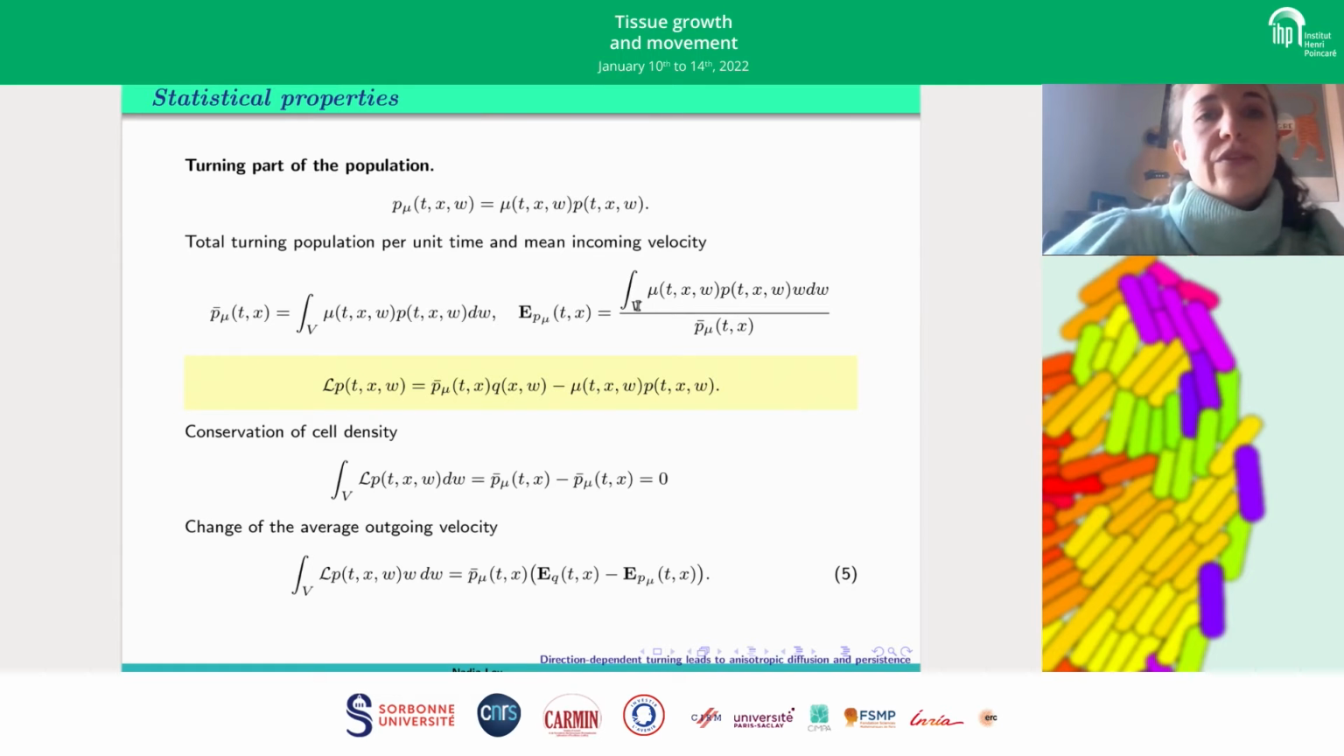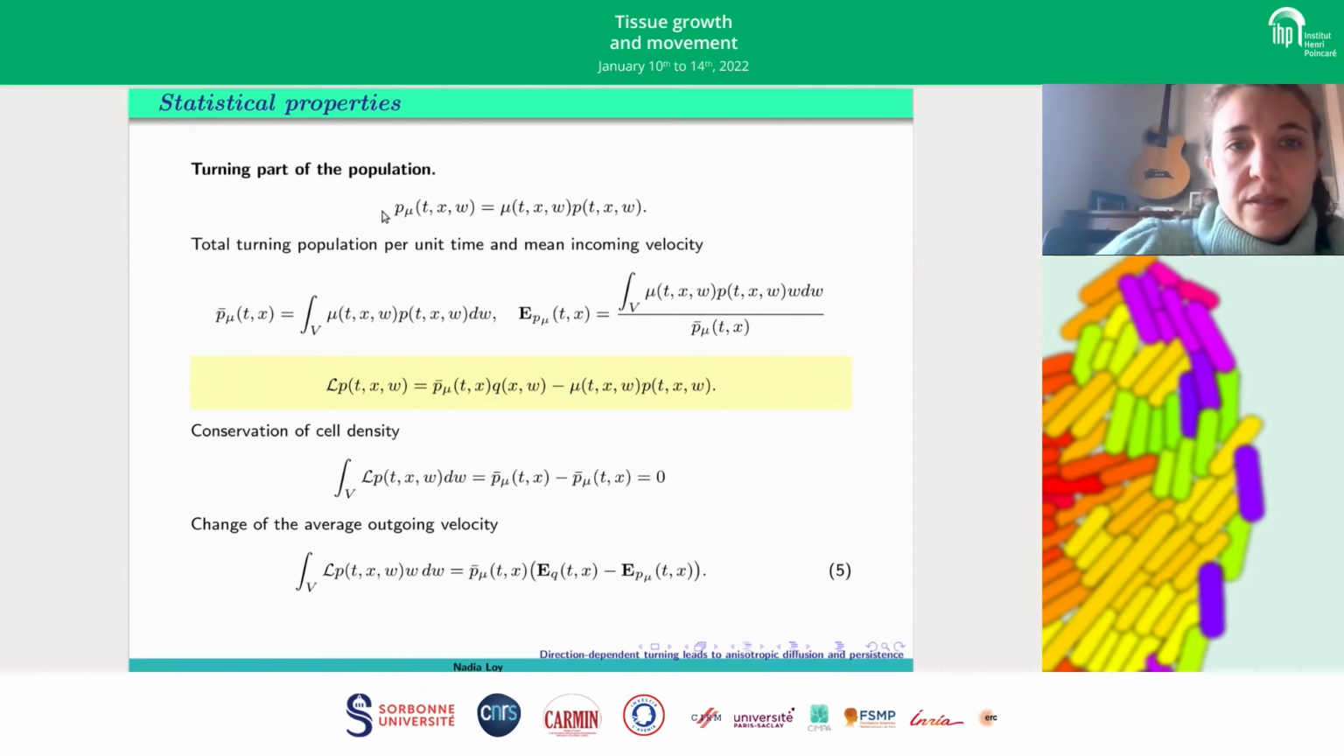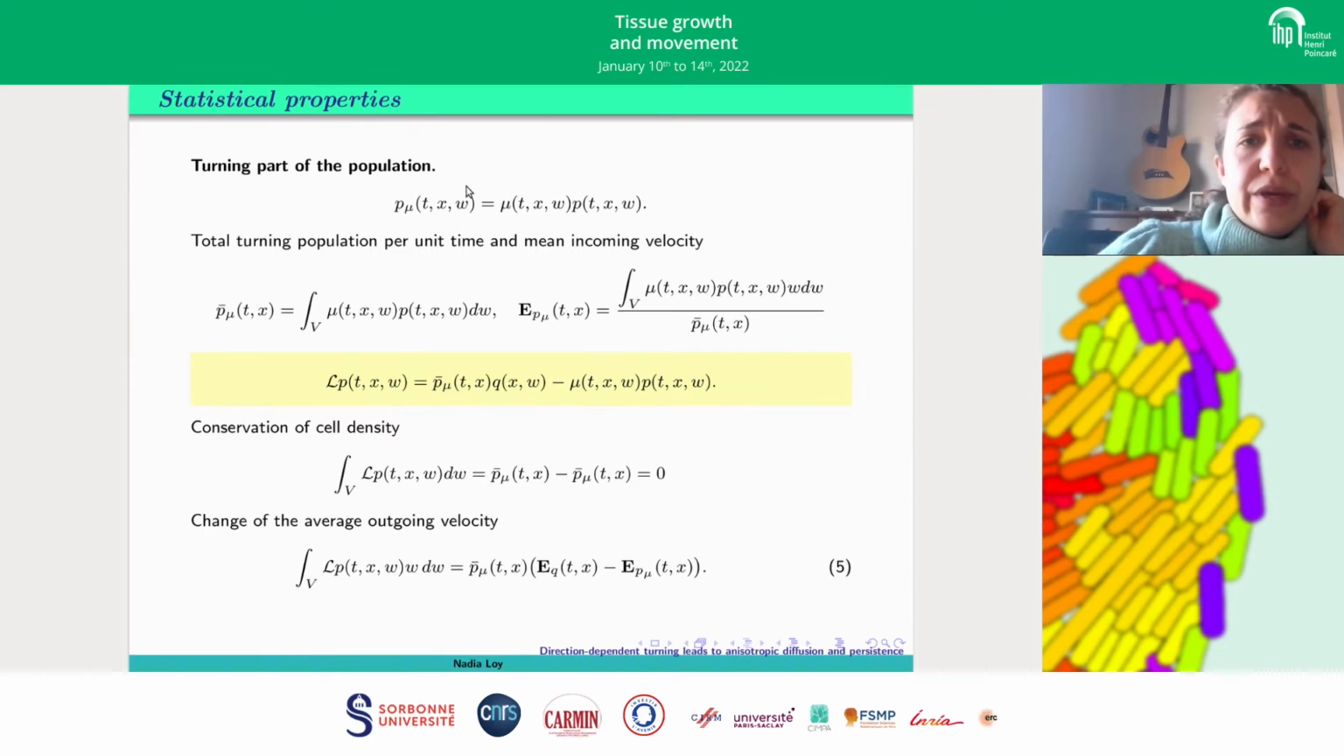So it is very useful to introduce other statistical quantities. In particular, we can introduce the turning part of the population that's given by the function P mu. And in particular, we can introduce the moments of P mu so as to obtain the macroscopic density of the total turning population and its average velocity. In this way, we can rewrite our turning operator in a more compact form in this way.